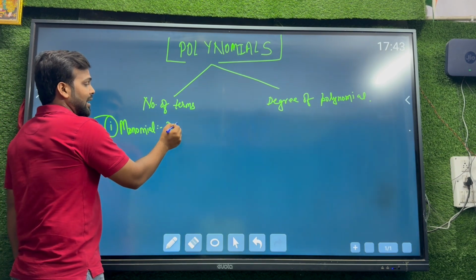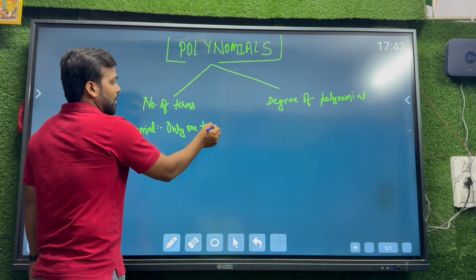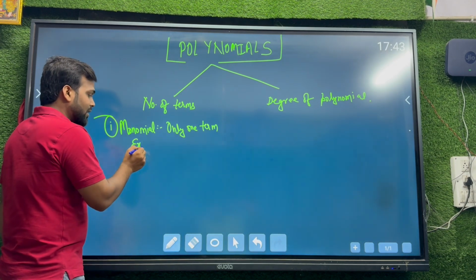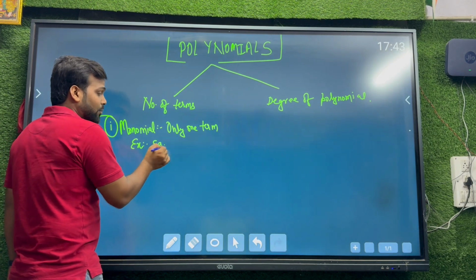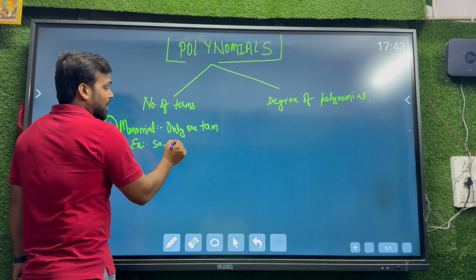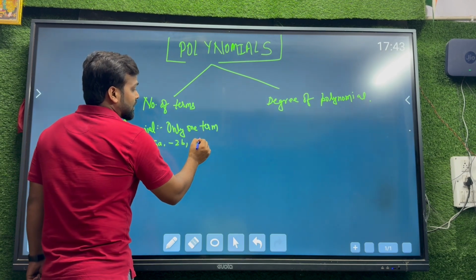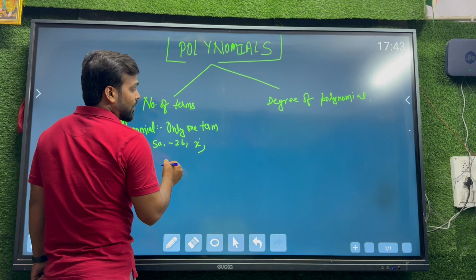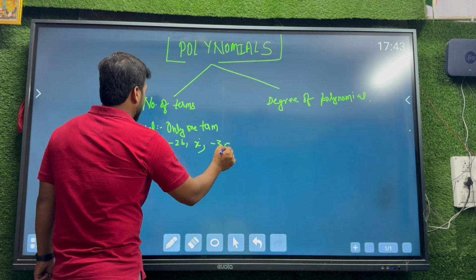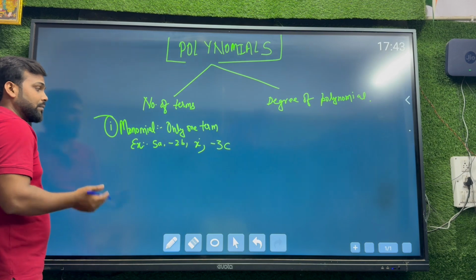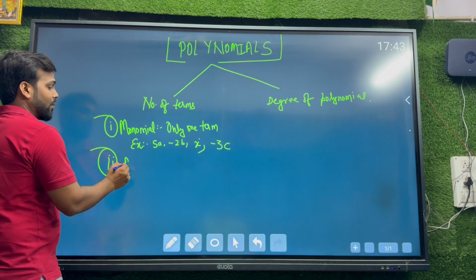A polynomial having only one term. Can you give me some examples, guys? Right away I'll give you some examples. Let's write 5a is a polynomial having only one term, minus 2b is a polynomial having one term, x is a polynomial having one term, minus 3c is a polynomial having only one term. Now we define the second type, that is binomial.